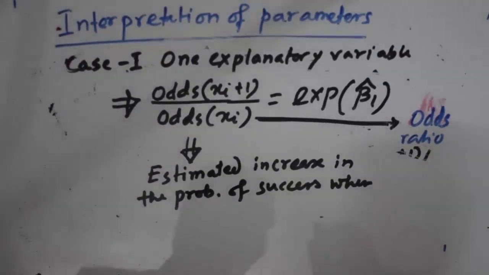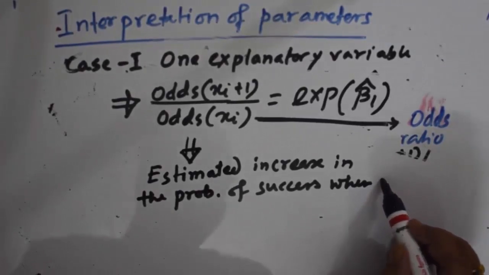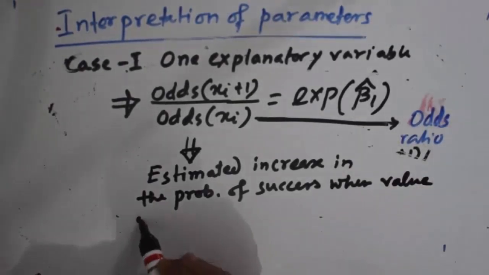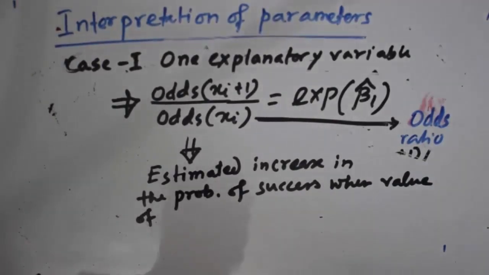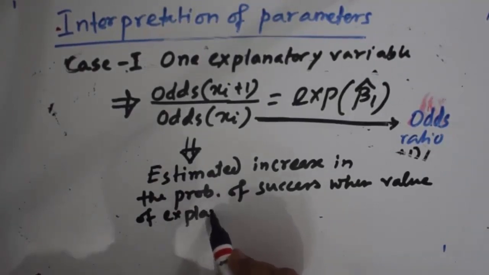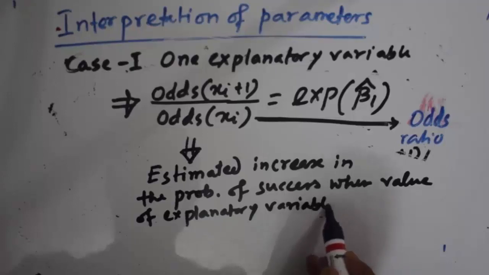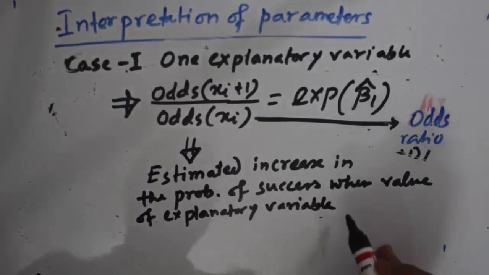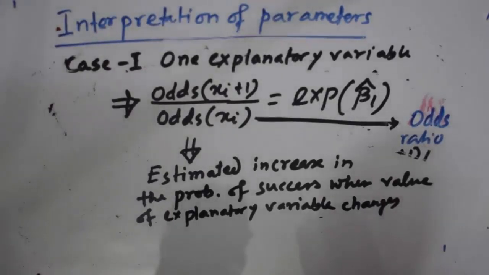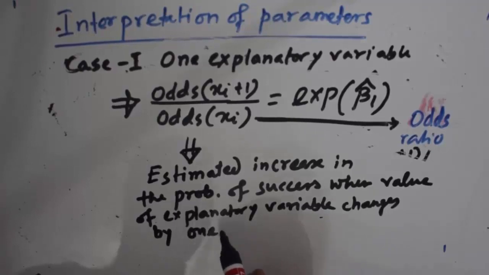This is the odds ratio when the value of the explanatory variable changes by 1 unit.